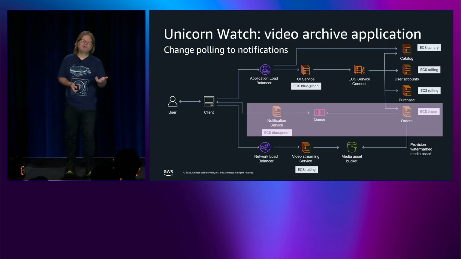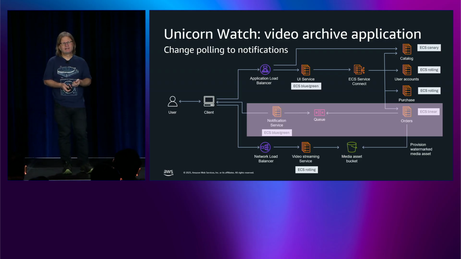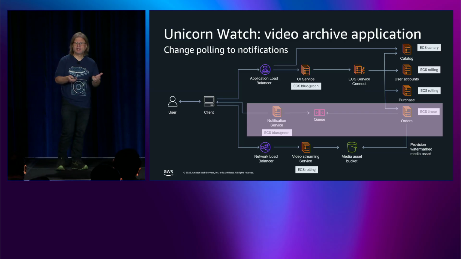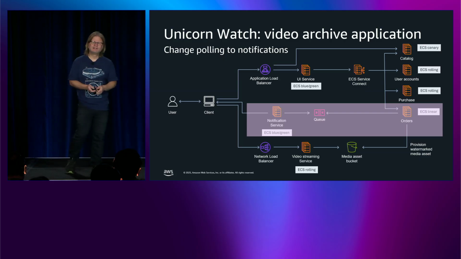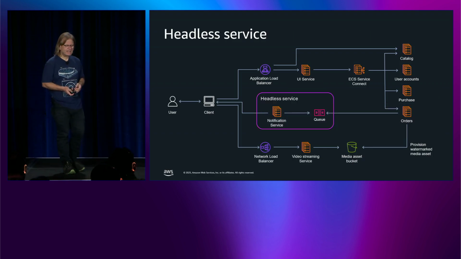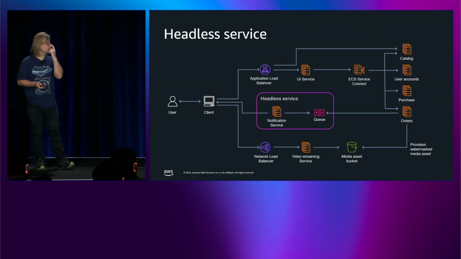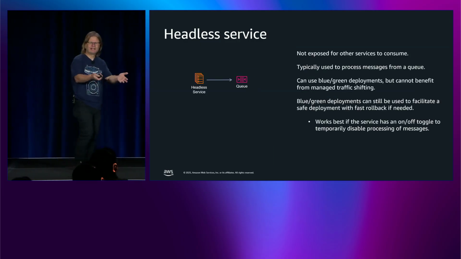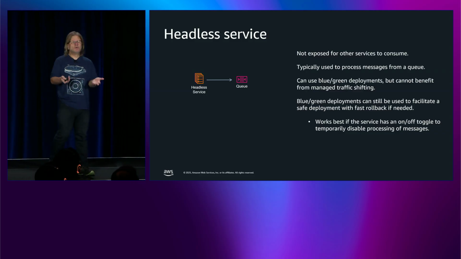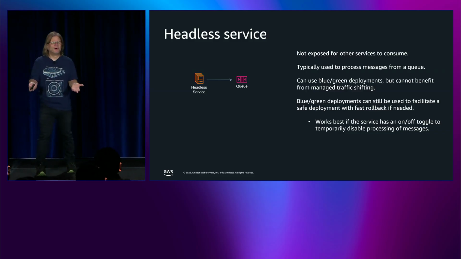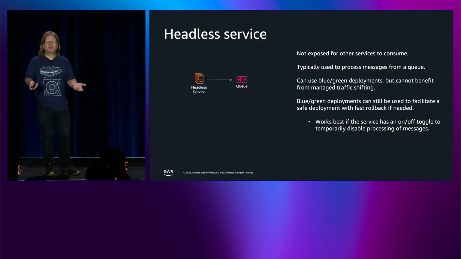And with ECS blue-green, again, you can support this pattern. So you can support headless services where there's no Service Connect, there's no load balancer, you just have a task or a service pulling messages off a queue. So this is the next pattern we're going to look at, headless service. Now, with headless service, right, because there's no requests being sent to the service, there's no traffic to shift. So you might ask, how does this make sense for advanced deployments if there's no traffic to shift?